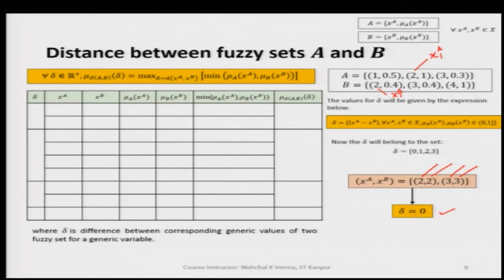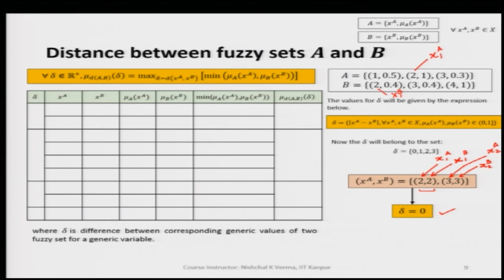So, for delta equal to 0, we can have two combinations. 2 2 means this is x 1 A and here we have x 1 B. Similarly, here we have x A, the second value, and here we have x 2 B. Otherwise we can represent these values, but here we are representing it this way: the first value, second value, and the pair of these values are from set A and set B, fuzzy set A, fuzzy set B.